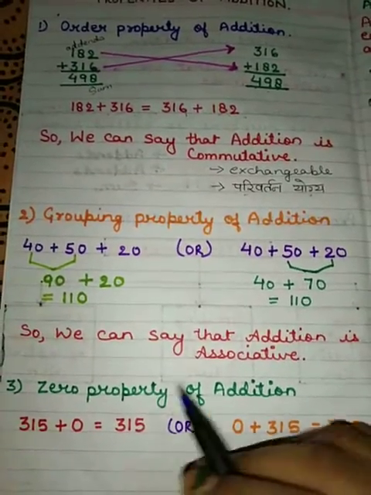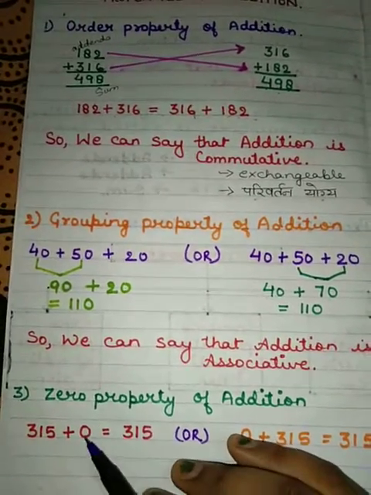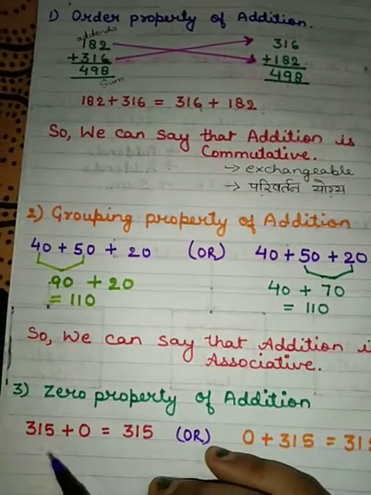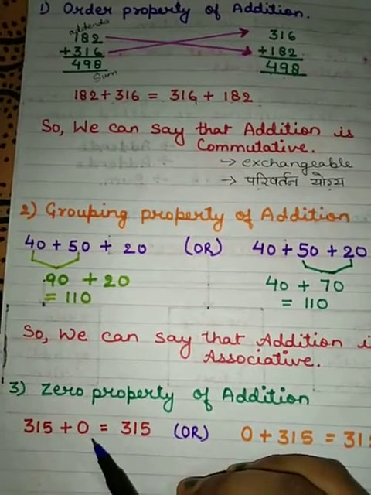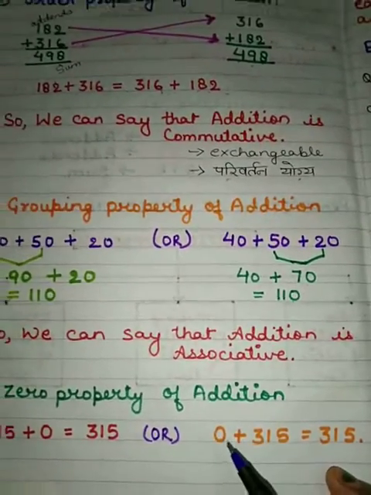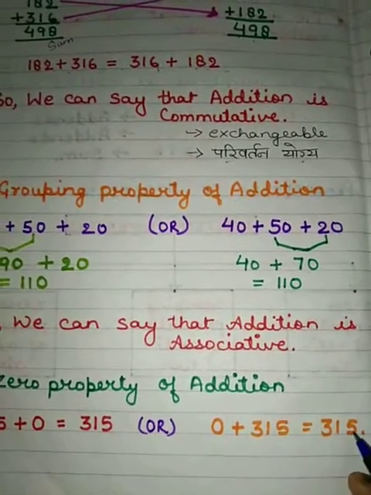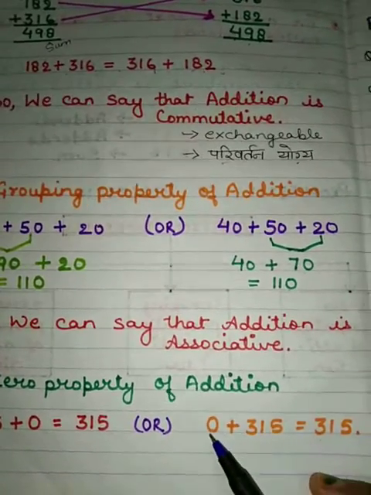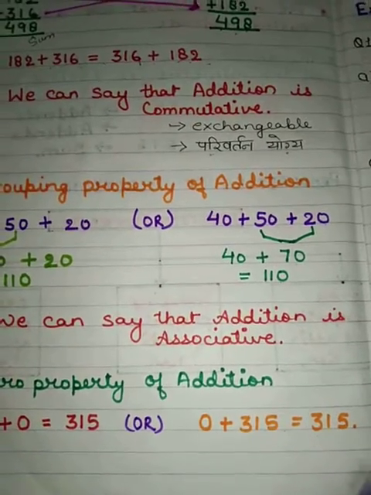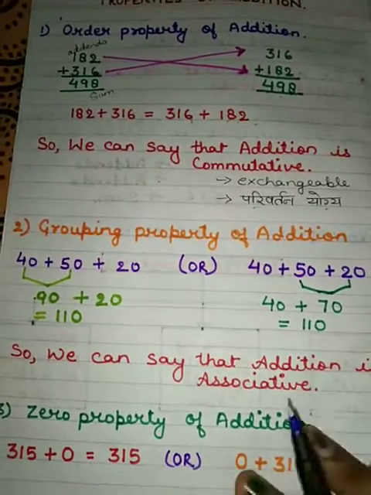Now the zero property of addition. When we add 0 to any number, the answer will be the same. As you can see, the example is given: 315 plus 0, the answer will be 315 only. Or first we write 0, then 315, then the answer will be the same, that is 315. For example, you can see 0 plus 315, the answer is 315 only. So these three properties are clear.